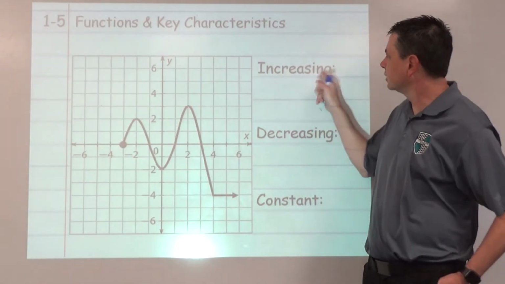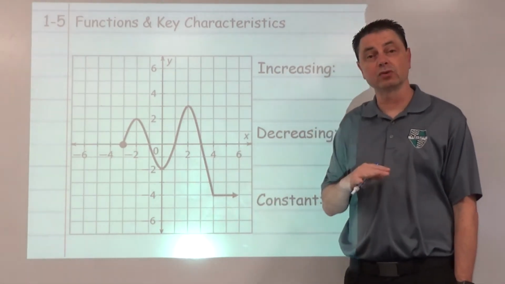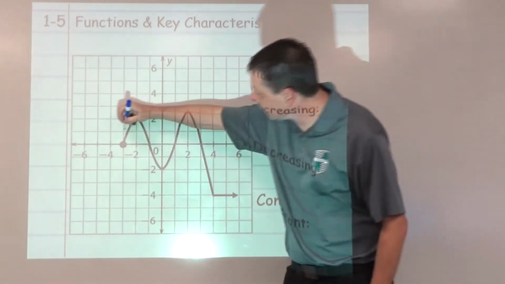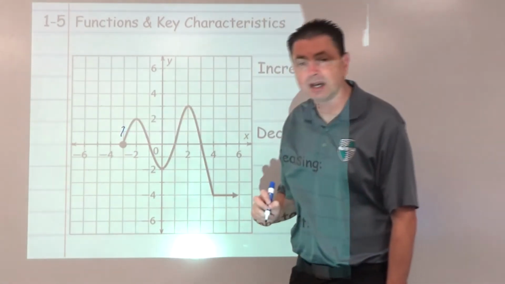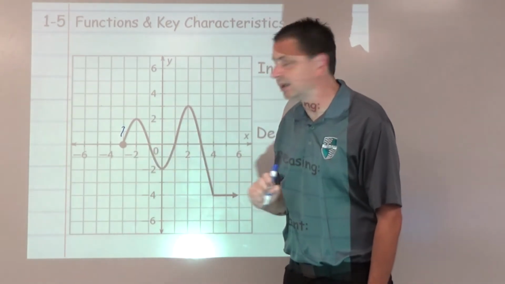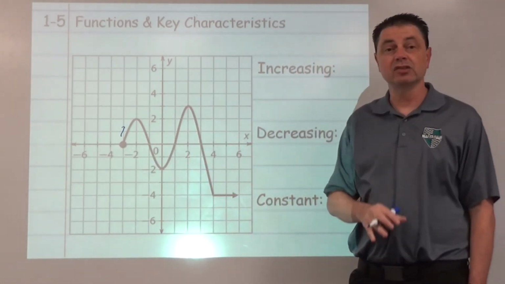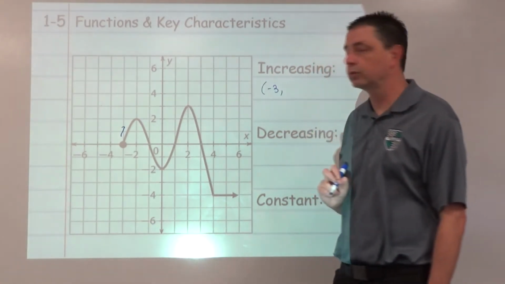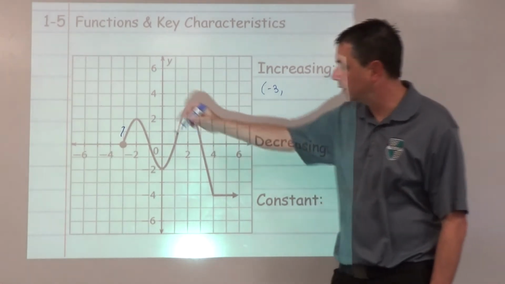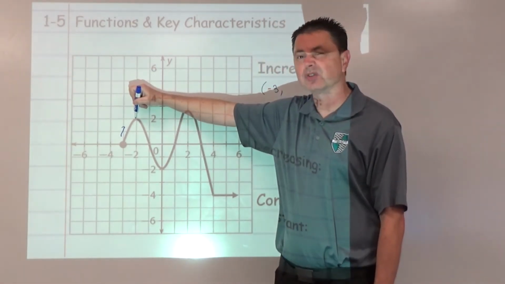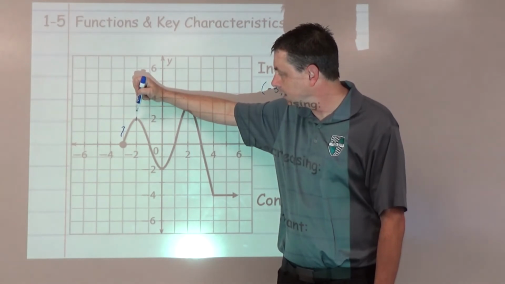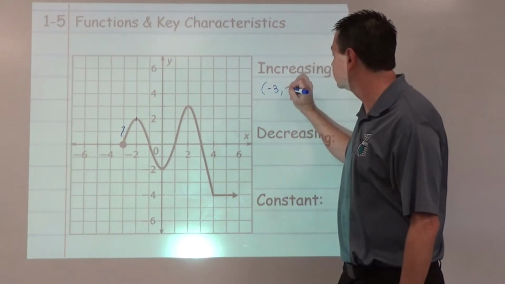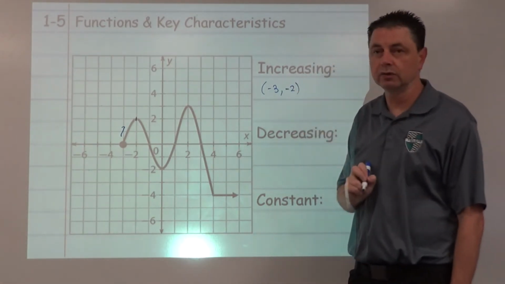So we're going to talk about increasing, continue to move from left to right. Where does the graph start to go up? We can see right here in this part of it, it's going up. So it starts to go up at -3. Again, these are open intervals, so it's always going to be a parenthesis. Starts going up at -3. Where does it stop going up? Well, right here it reaches its peak, so it stops going up right here, and as an x-coordinate, these are always x-coordinates, that's -2. That's our first interval.